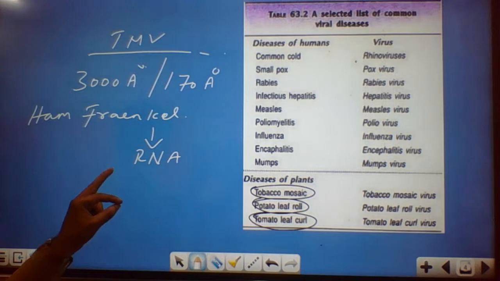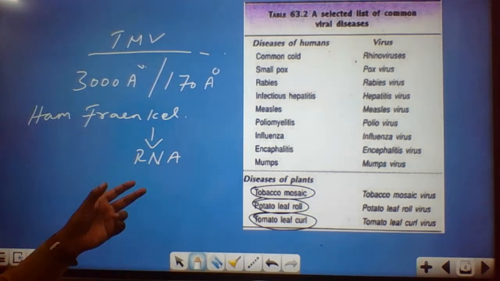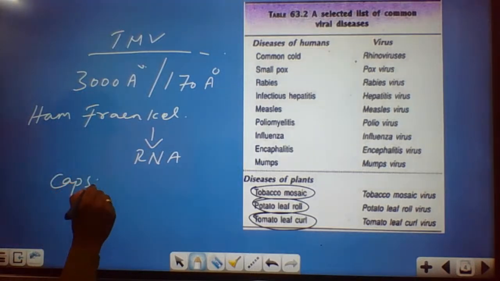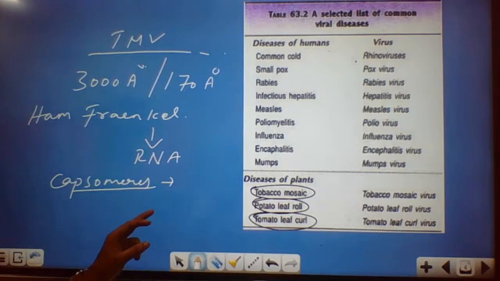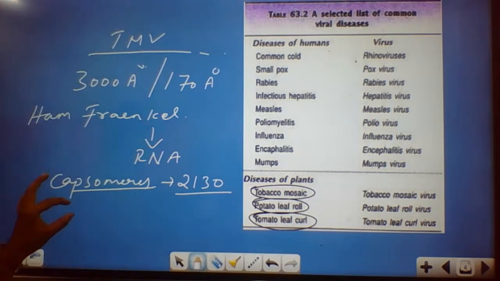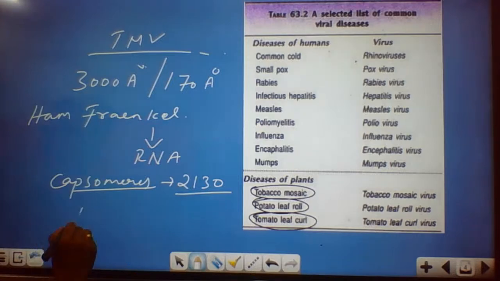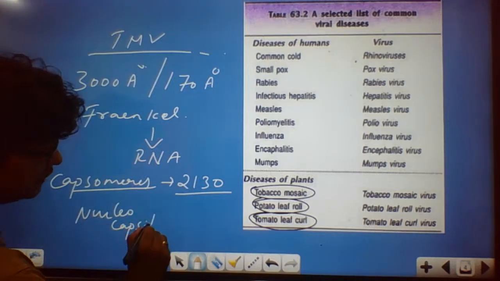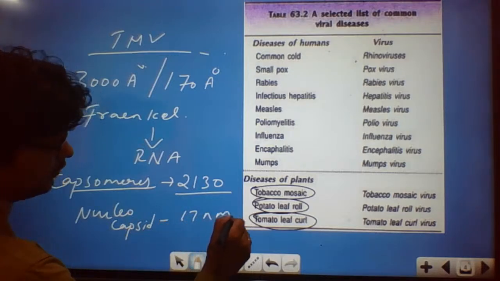What's the number of capsomeres that you could see in TMV? The total number of capsomeres in this case is 2130. So you could see 2130 capsomeres present in the tobacco mosaic virus, in which the nucleocapsid is 17 nanometer. The size I'm talking about is the nucleocapsid. The nucleocapsid is 17 nanometer.